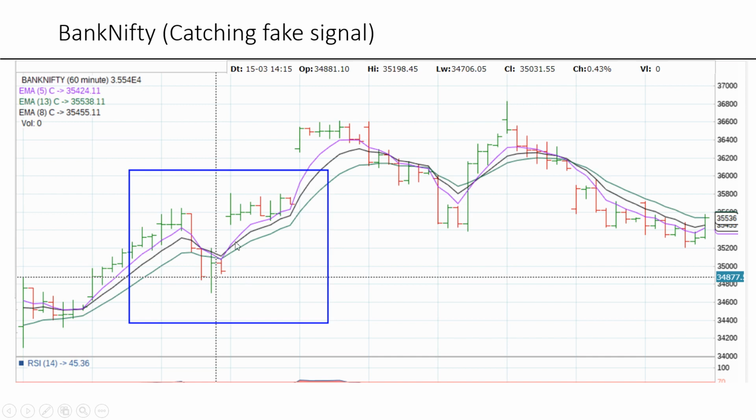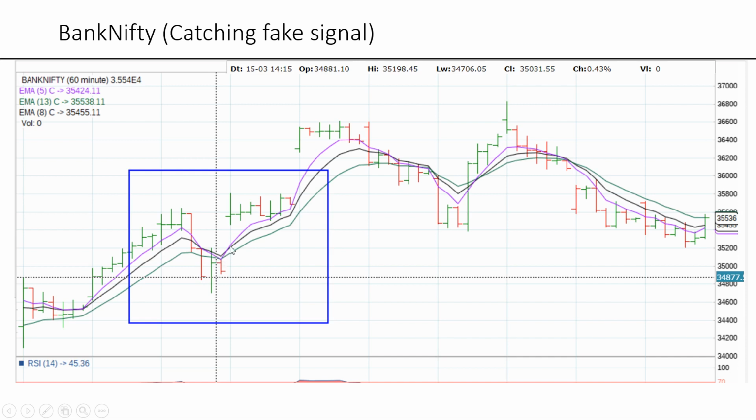So if you wrongly read some other setup, you may short the market here. But if you read this setup correctly, you know this formation didn't happen, all three lines are not in sync, so you will not sell the market here. If you are holding a long position, you may still hold on to the long, or you can just exit your long position.